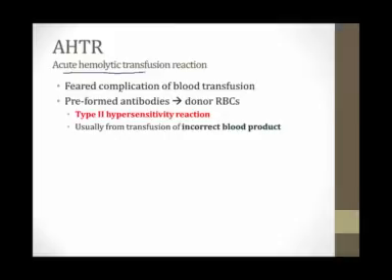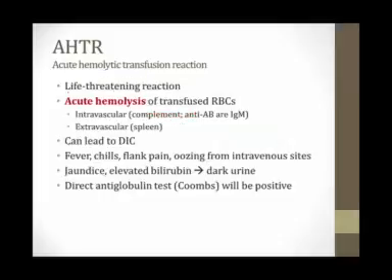from occurring. This is when there are preformed antibodies in the recipient against the donor red blood cells. It's an example of a type 2 hypersensitivity reaction, and this usually happens if a patient is accidentally transfused with the incorrect blood product. This is a life-threatening reaction caused by acute hemolysis of the transfused red blood cells.